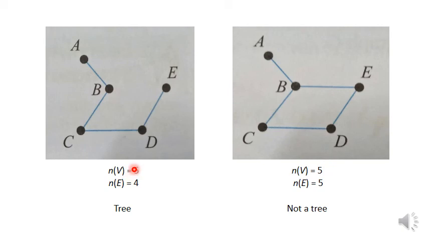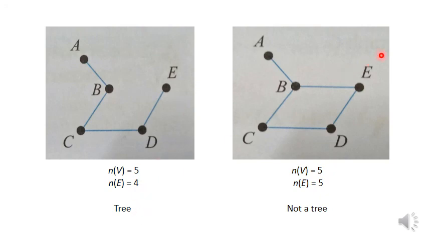Because there are 5 dots: 1, 2, 3, 4, 5. 5 dots mean 5 vertices. Next, number of edges. How many edges? Edges mean the lines. So 1 edge, 2 edges, 3 edges, 4 edges. So number of edges is 4. Okay, now number of vertices 5, number of edges 4, the difference is 1, right? 5 minus 4, the difference is 1. So this graph is a tree.